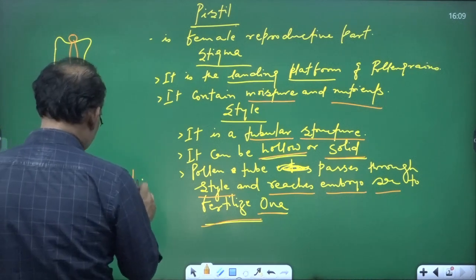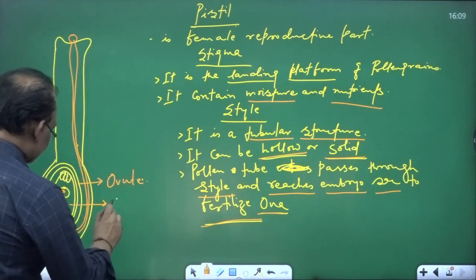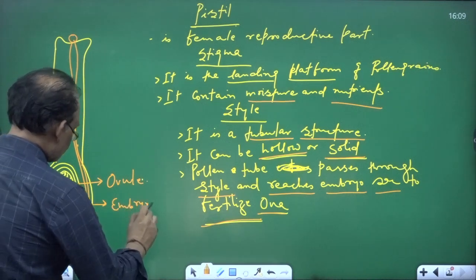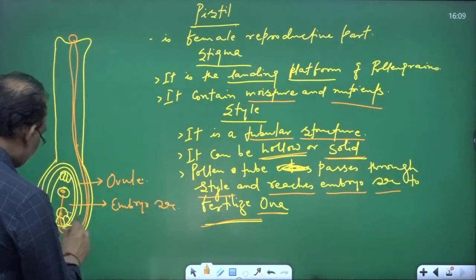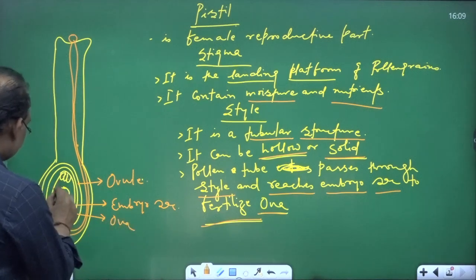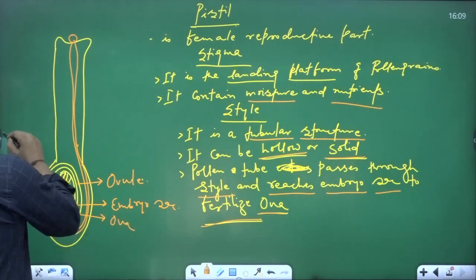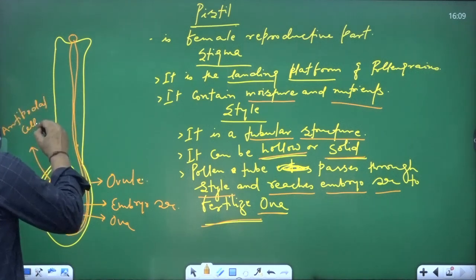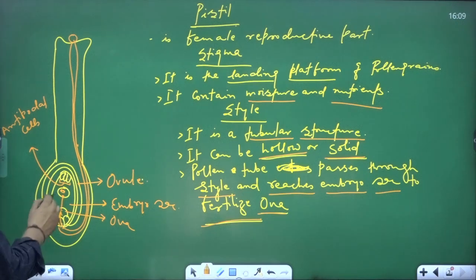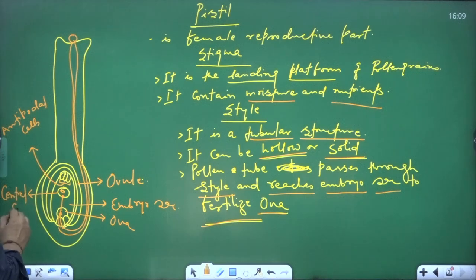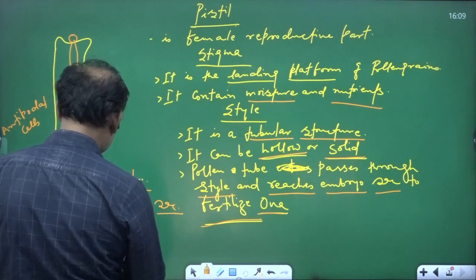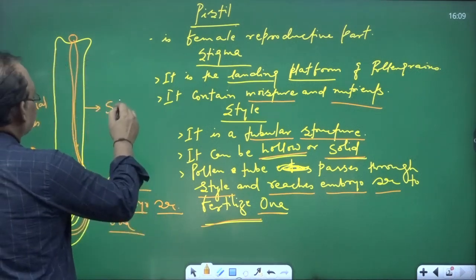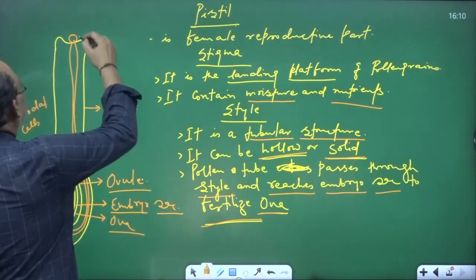This is ovule, this is embryo sac, this is ova, and these 3 are antipodal cells. Right? This is central cell, and this is style, and this is stigma.